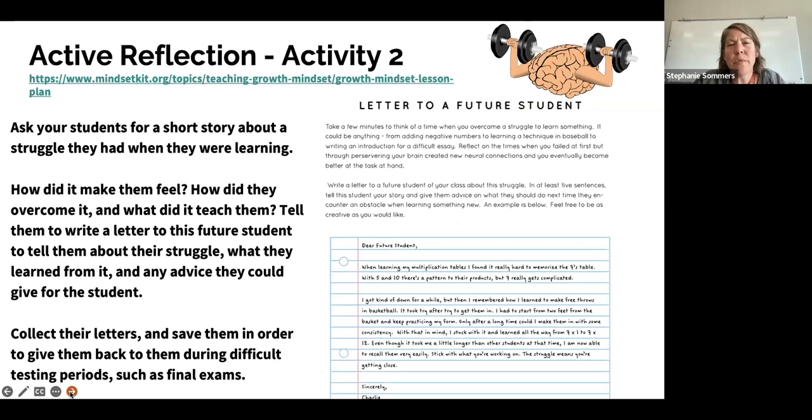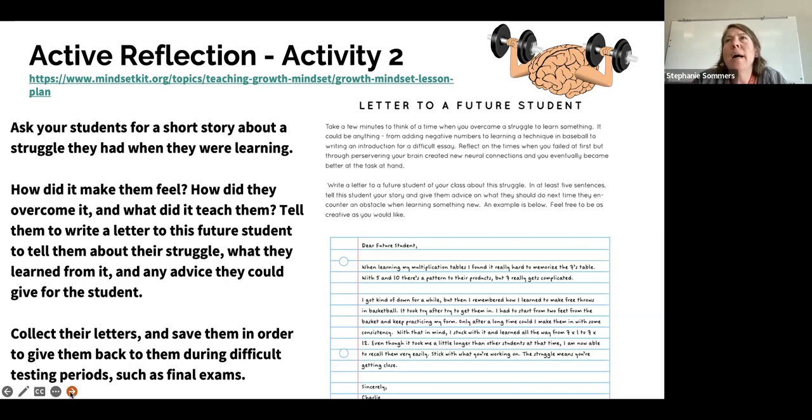This activity, you can find the link on the resource list. This comes from a website called Mindset Kit. This activity involves writing a letter to either a future student or to your future self. You have the student write about a time when they struggled and what they learned and what advice they might give to someone who is struggling now. Then the idea is you collect the letters and save them, and you give them back to students during a time when you think they might need some extra encouragement or need to be reminded of how important persistence is.